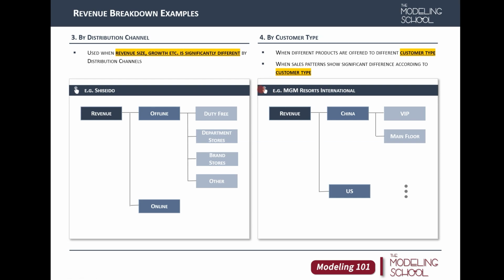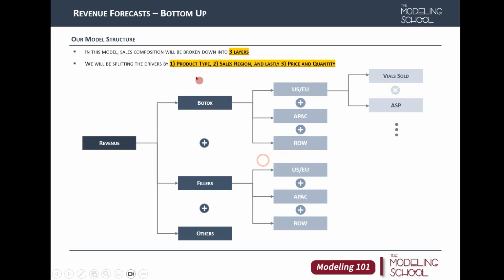So if you want to create a financial model on your own, if you're preparing for a modeling test or working and analyzing a single company, it's very important to consider how you're going to break down, especially revenue.